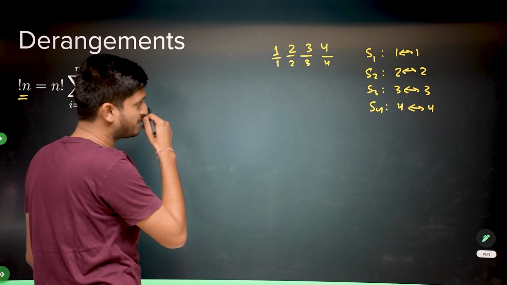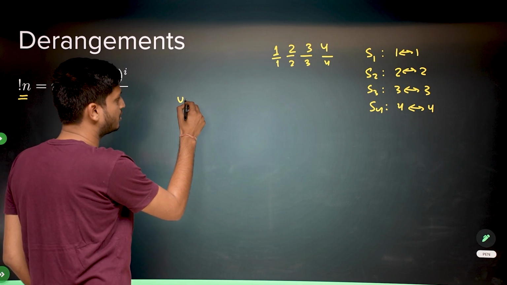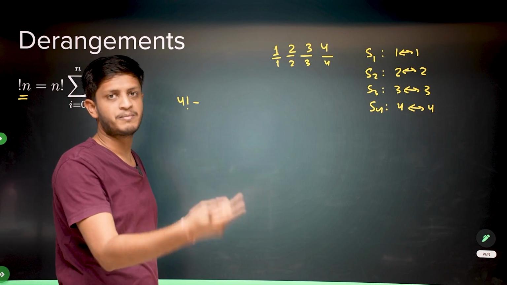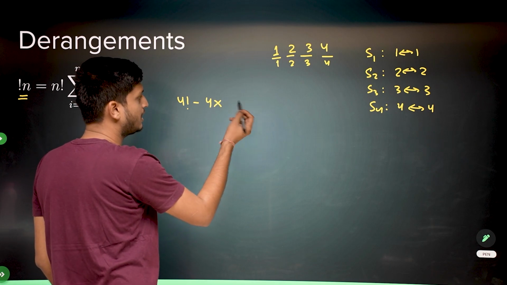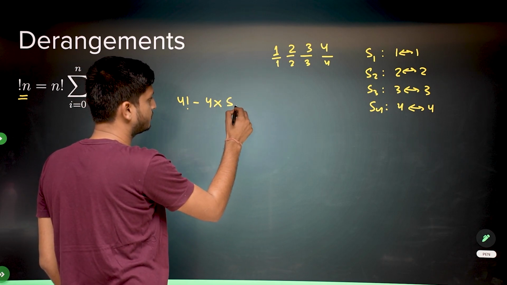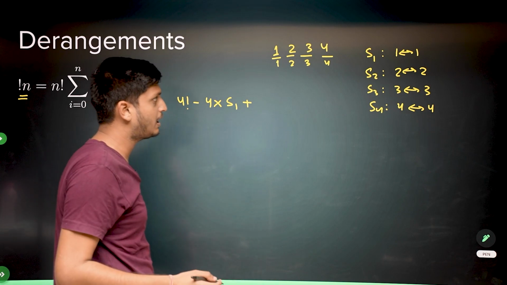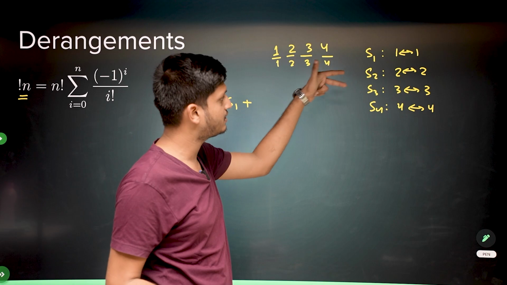So permutation wise, this is how we will solve it using inclusion-exclusion. There are 4 factorial total ways, minus S1, minus S2, minus S3, minus S4, all of which will be the same. So 4 times the cardinality of any one of them. Plus, again, we will have to add S1S2, S2S3, S3S4.